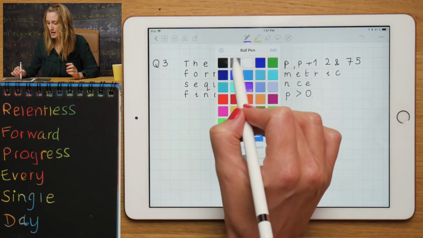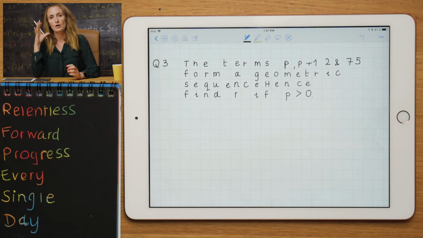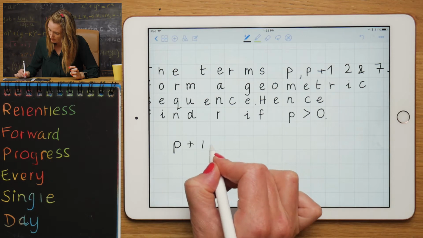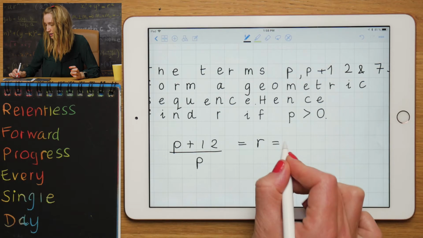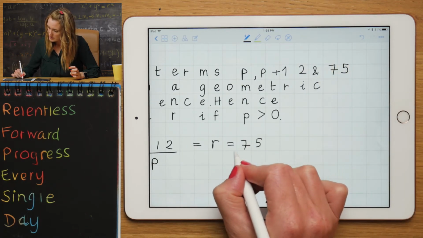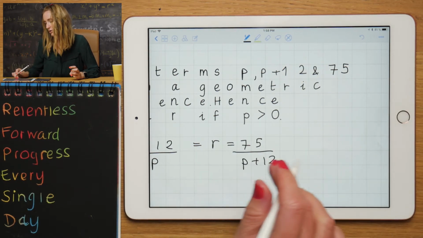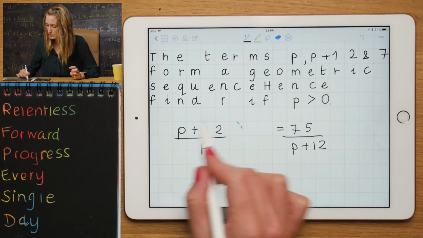So what you need to do now is remember our trick from a couple of key skills ago, that the term in front divided by the term behind will always give us r. So we're going to do that twice. We're going to say the term in front here is p plus 12, and the term behind it is p. So that should be equal to r. But also we can say the term in front being 75 divided by the term behind being p plus 12 should also be equal to r. Therefore, these two things should be equal to each other.